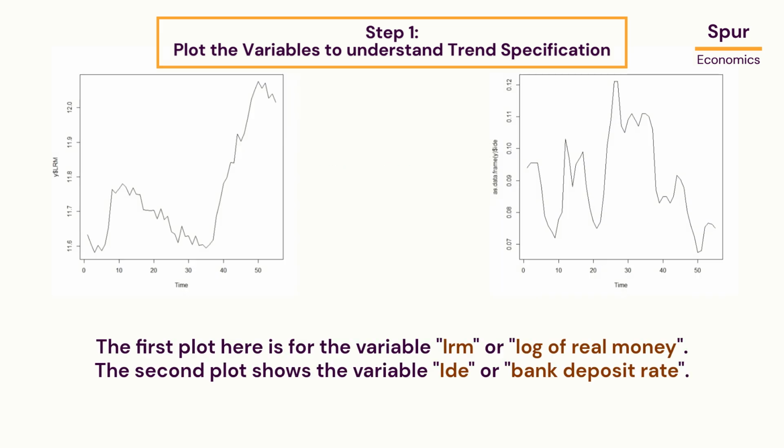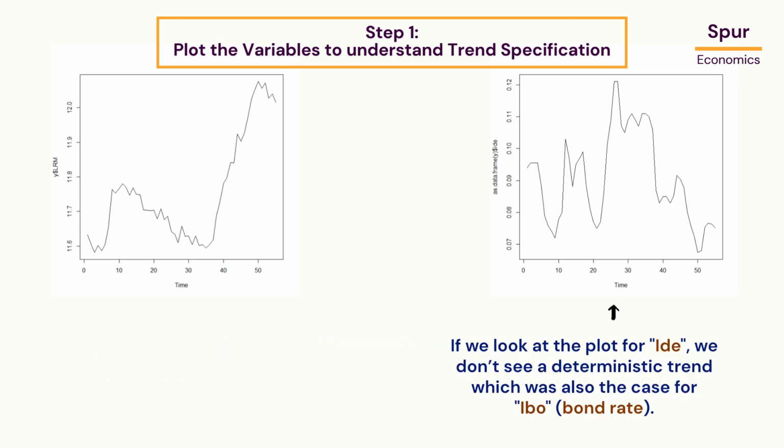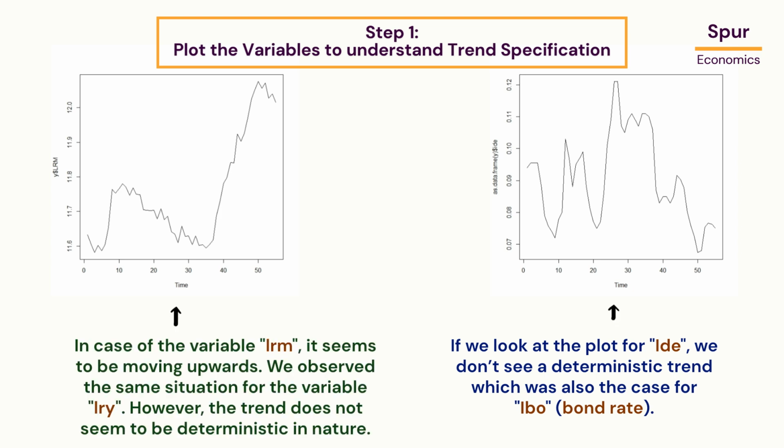The first plot here is for the variable LRM or log of real money. The second plot shows the variable IDE or bank deposit rate. If we look at the plot for IDE, we don't see a deterministic trend, which was also the case for IBO. In case of the variable LRM, it seems to be moving upwards. We observed the same situation for the variable LRY. However, the trend does not seem to be deterministic in nature.